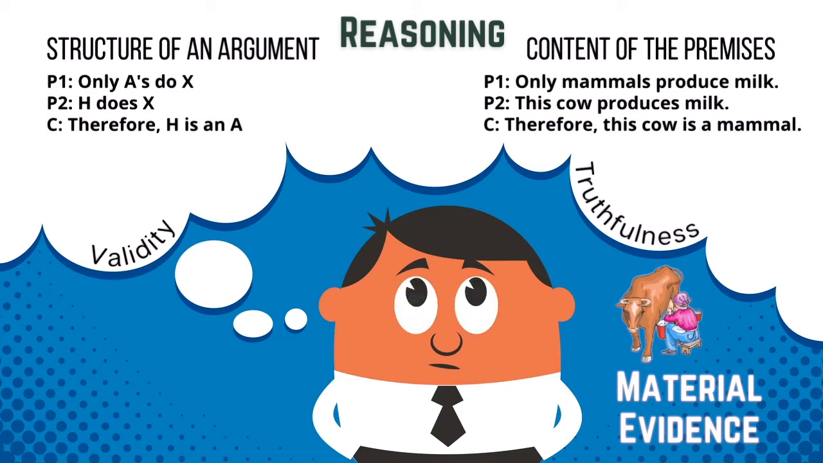We can represent the reasoning part by the structure of an argument. And when we examine the structure, what we're trying to do is figure out whether or not it's valid. The material evidence part, on the other hand, can be represented by the content of the premises of an argument. And when we examine that content, what we are trying to do is determine whether or not it's true.